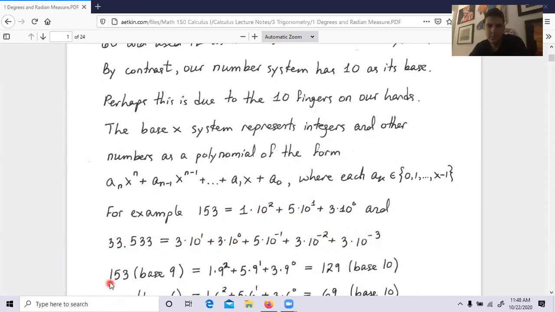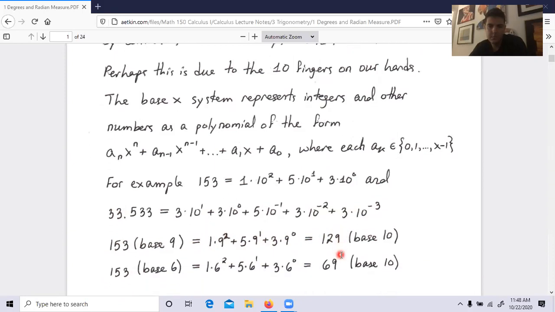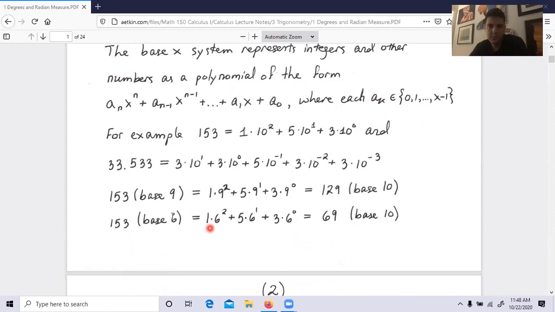Now, if I wrote 153 in base 9, it will mean 1 times 9 squared plus 5 times 9 to the power of 1 plus 3 times 9 to the power of 0, which if you translate to base 10 is 129. Good? That's what this means in base 9. What about 153 in base 6? That's 1 times 6 squared plus 5 times 6 to the 1 plus 3 times 6 to the 0, which if you translate to base 10, it's 69. Are you getting it, guys, so far?